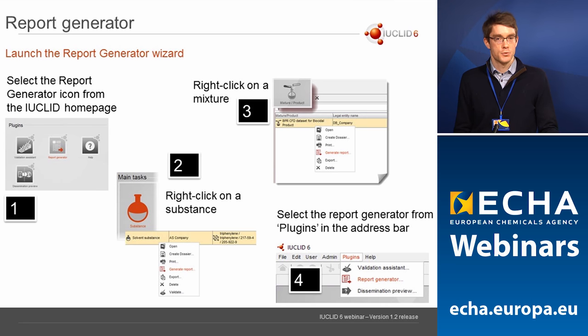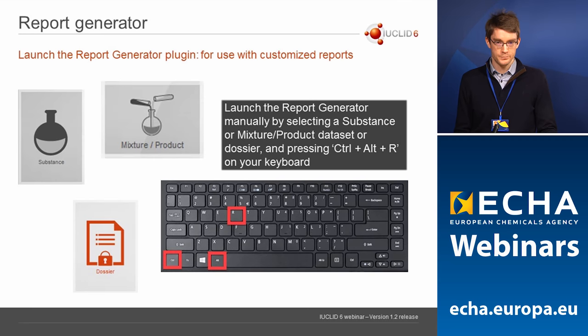Before I move to the practical examples, I'll quickly show you how to launch the report generator in its regular version and also how to launch it to create the advanced features. So firstly, you can select the report generator from the IUCLID homepage. You can also right click on a substance or mixture product data set or dossier, and you can launch it from the plugins tab at the top of the IUCLID address bar. To launch the advanced features, you hit Control Alt and R on the keyboard from any substance, mixture or dossier, and this will launch the advanced features. In a moment, you'll see how this looks.